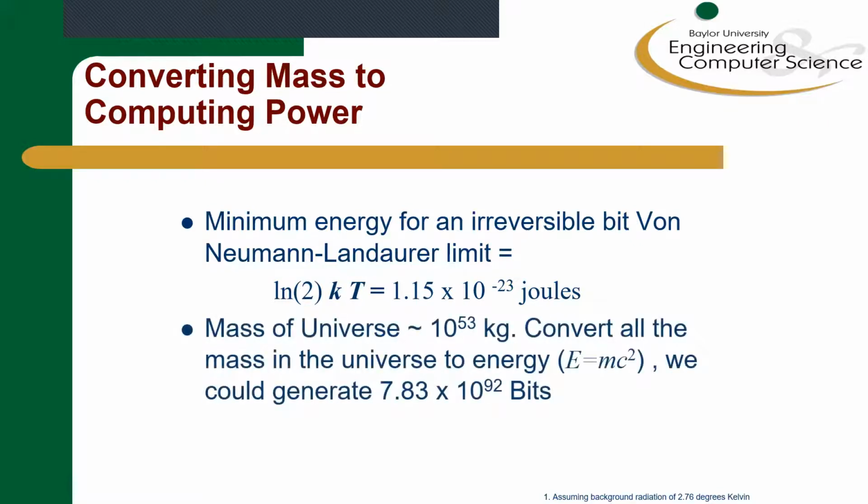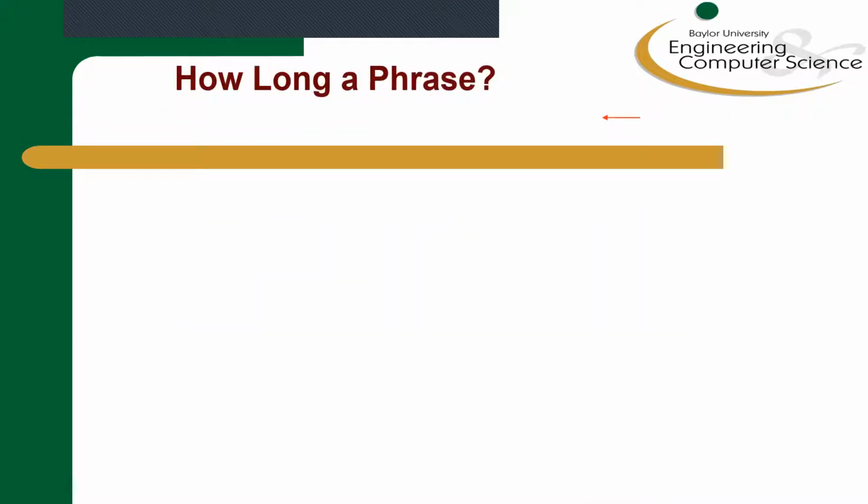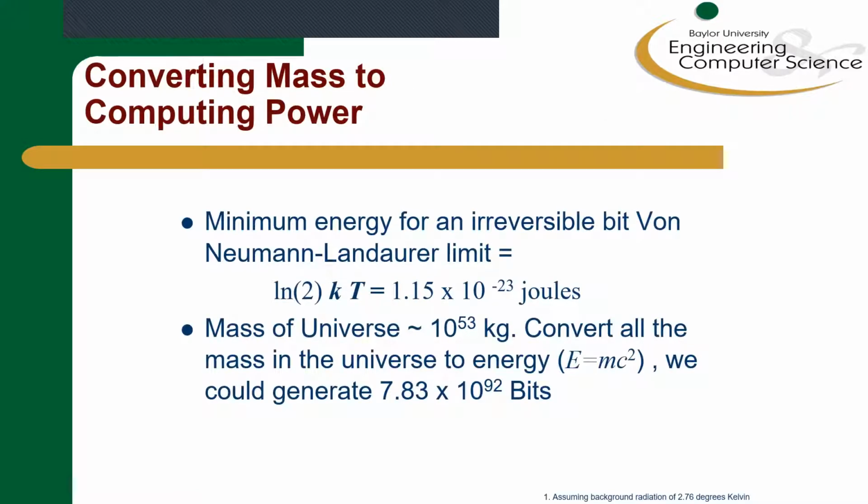But suppose that we took the mass of the universe, which turns out to be about 10 to the 53rd kilograms, and we convert all of the mass in the universe to energy using maybe the most famous equation that ever existed, E is equal to mc squared. If we did that, we could generate 7.83 times 10 to the 92 bits. So this again is taking all the mass of the universe and converting it into bits. So let's ask our question: how long a phrase could we generate if we had 7.83 times 10 to the 92 bits?